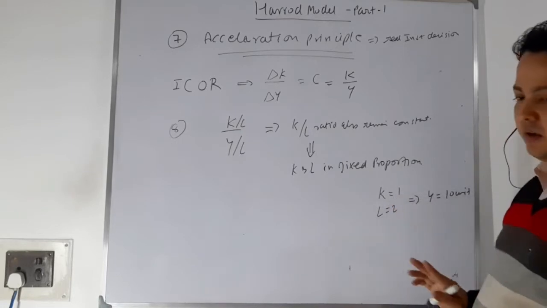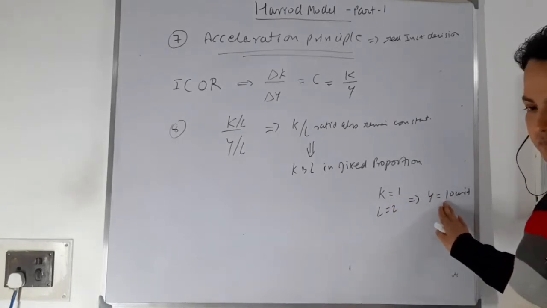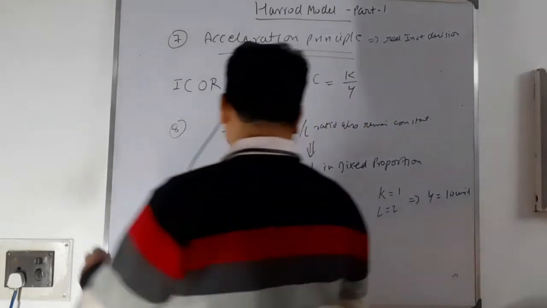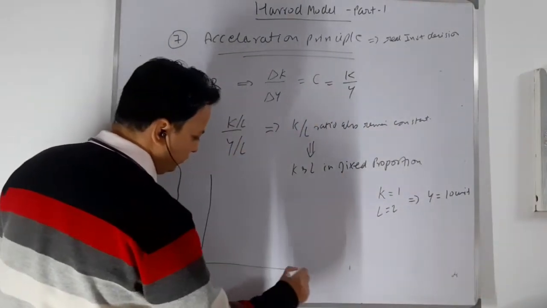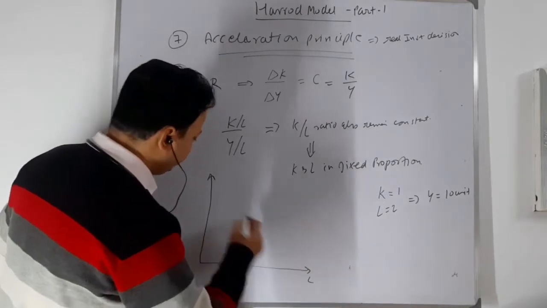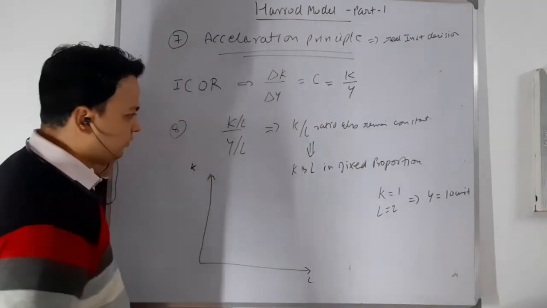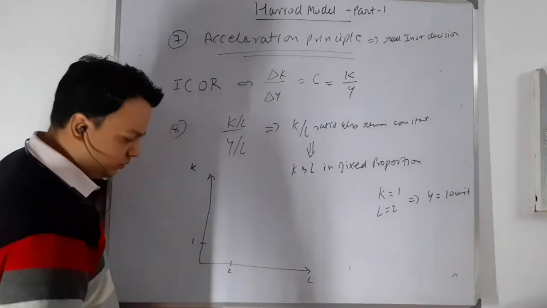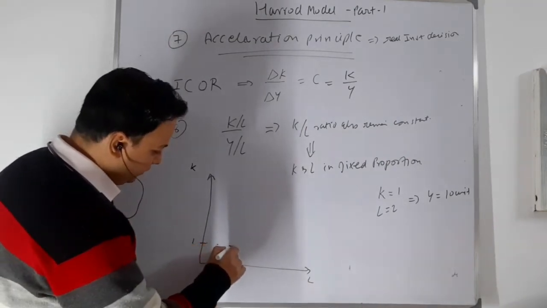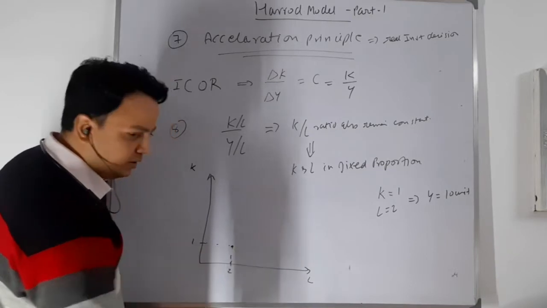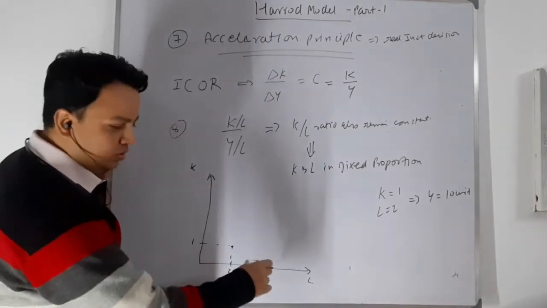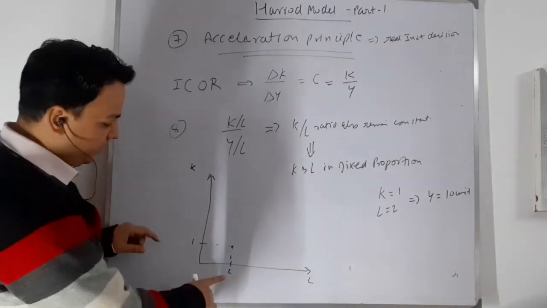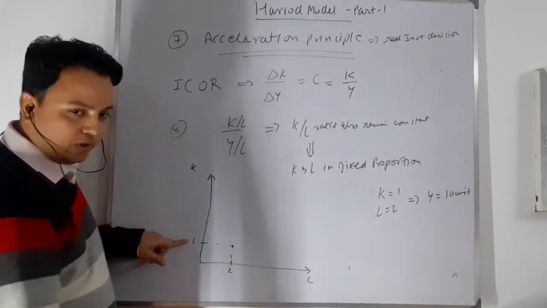Any other proportion I have, I cannot produce more than this one. I require the ratio 1 by 2. Let's plot this one. So here you take labor, here you take capital. So you have 2 units of labor and 1 unit of capital. Combining these 2 points, how much output is produced at this point? I'm drawing an isoquant. At this point, 10 units of output will be produced when I'm combining 2 units of labor and 1 unit of capital.